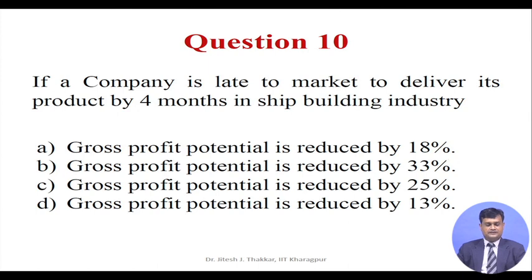Question 10 is on the screen, and if a company is late to market to deliver its products by 4 months in shipbuilding industry, as a rule of thumb, not accurately, what is its impact? A. Gross profit potential is reduced by 18%, B. It is reduced by 33%, C. by 25%, or D. by 13%.